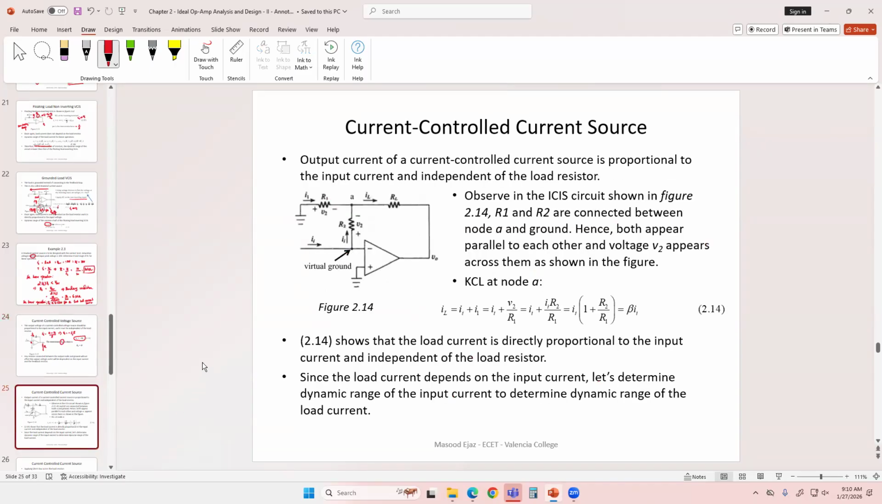Then we have the current controlled current source. That is, the output current of the current controlled current source is proportional to the input current and independent of the resistors that are connected as a load. So this is one of the circuits. You have R1 here, you have R2 here, and you have the load resistor right over here.